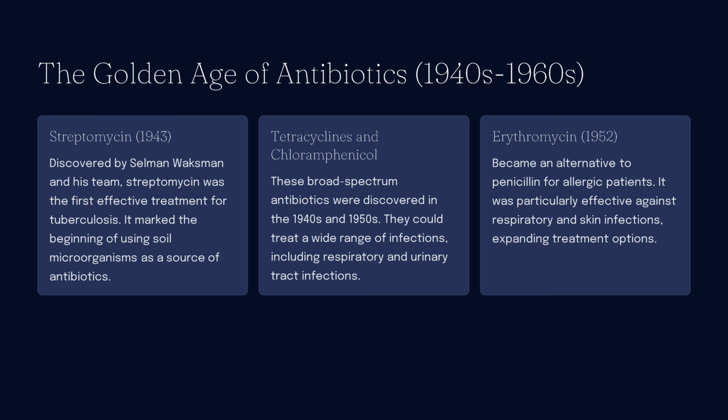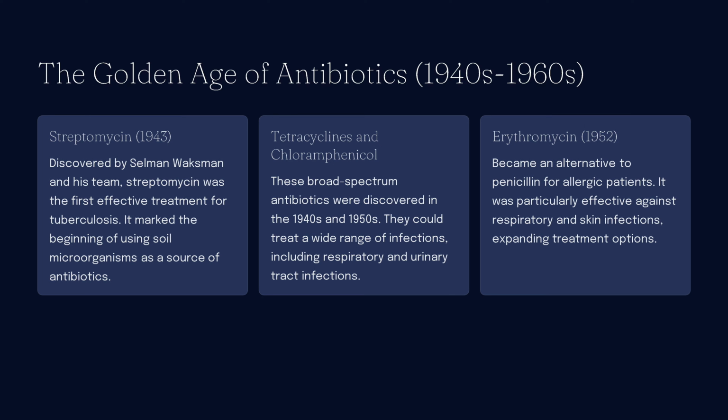Then came tetracycline and chloramphenicol. These broad-spectrum antibiotics were discovered in the 1940s and 1950s. They could treat a wide range of infections, including respiratory and urinary tract infections. Another drug, erythromycin, discovered in 1952, became an alternative to penicillin for those patients who were allergic to penicillin. It was particularly effective against respiratory and skin infections.